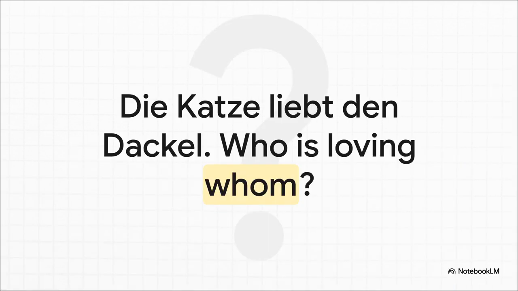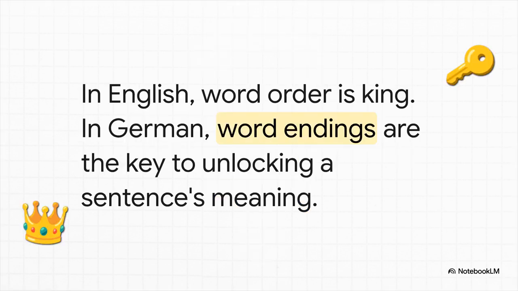Take a look at this sentence. Who's doing the loving here, and who's being loved? Now, if this were English, the word order would tell you everything you need to know. But with German, well, there's another layer to this puzzle. And that, right there, is the big secret.